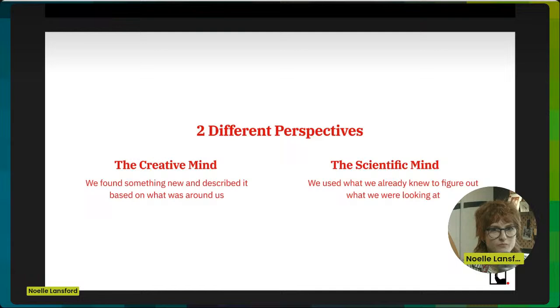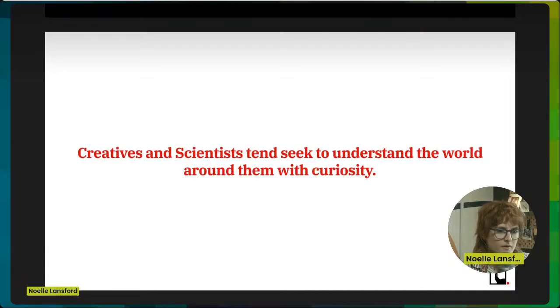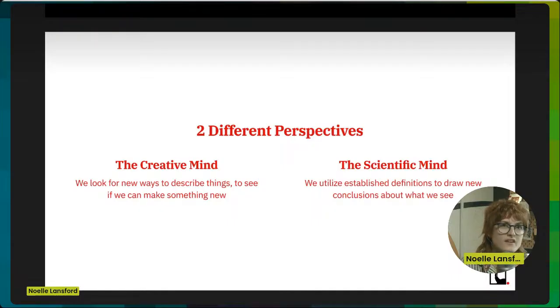So we have previous records of things that we've observed before. What's great about this is the creative mind and the scientific mind have a common goal. They tend to seek to understand the world around them with curiosity. Now, when you're making something new, you'll notice that those two perspectives also remain. The goal is creating something new, but there's two different approaches to it. The creative mind typically looks for new ways to describe things, to see if we can make something new by describing it differently. Whereas the scientific mind often utilizes established definitions to draw new conclusions about what we're seeing.